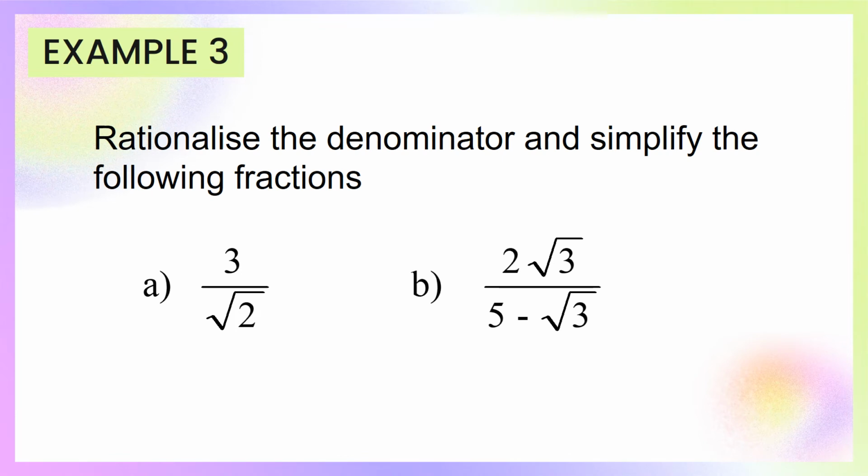Let's look at example 3. Rationalize the denominator and simplify the following fraction. Question 3a. Rationalize 3 over √2. Alright, for this part, we need to rationalize the denominator of the surd. So then, we need to multiply both the numerator and denominator of the fraction by the surd of the denominator. Okay, so since we have one term, √2.